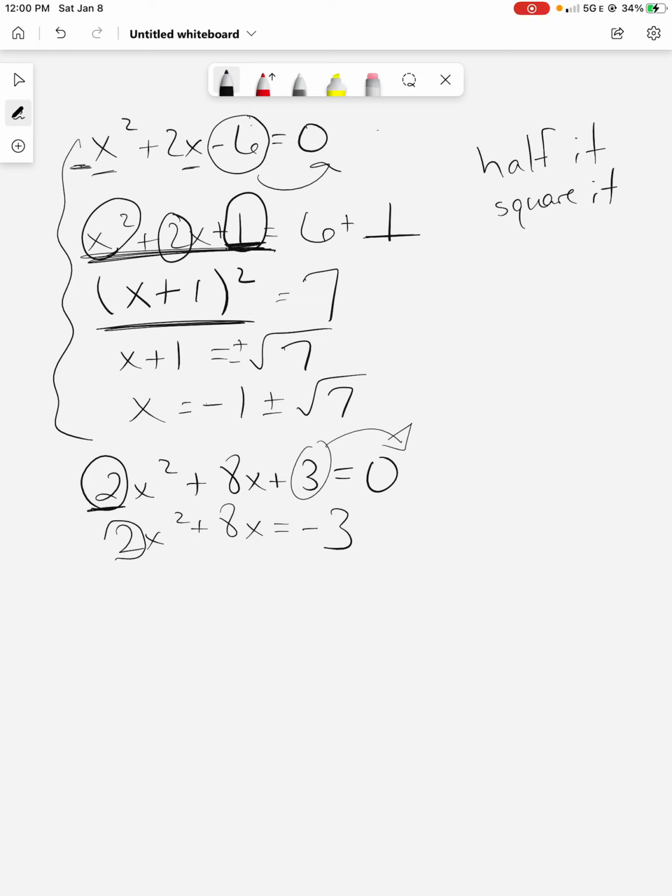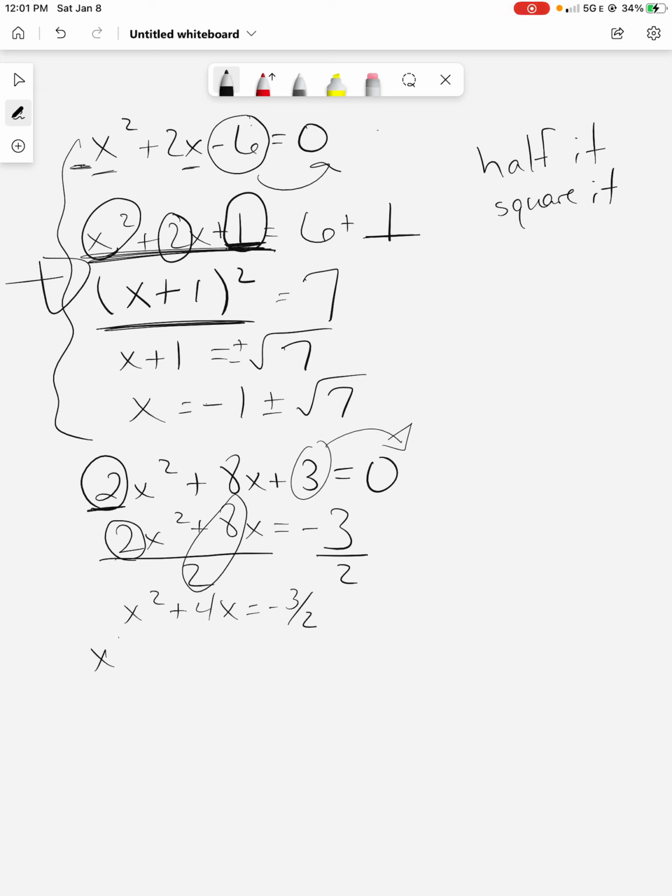Now we want to remove this 2. Well, in order to do that, we need to divide by 2. But if we're going to divide by 2 in an equation, we have to divide everything in the equation by 2. So the first term becomes x squared. This becomes 4x, equals negative 3 halves. Now we can do what we did in this problem up here.